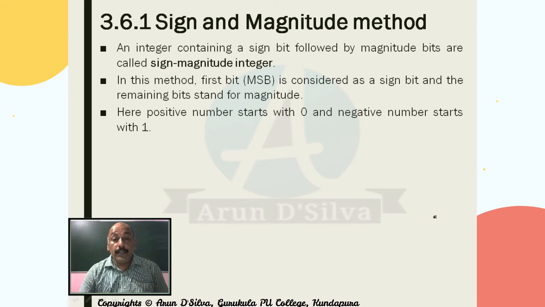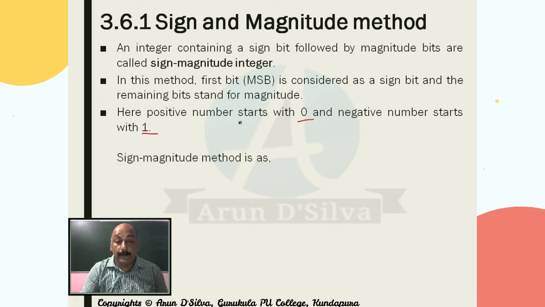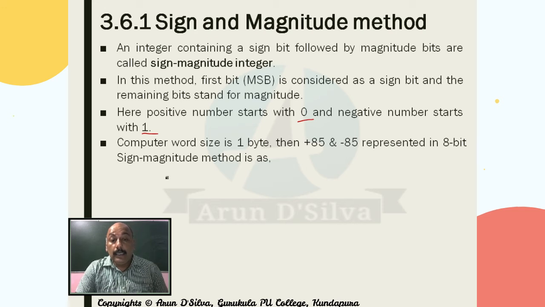Here a positive number starts with 0. Remember, a positive number starts with the value 0 in that first bit, and for a negative number that bit value becomes 1. If the computer size is 1 byte, then plus 85 and minus 85 are represented in the 8-bit sign magnitude method in this way.